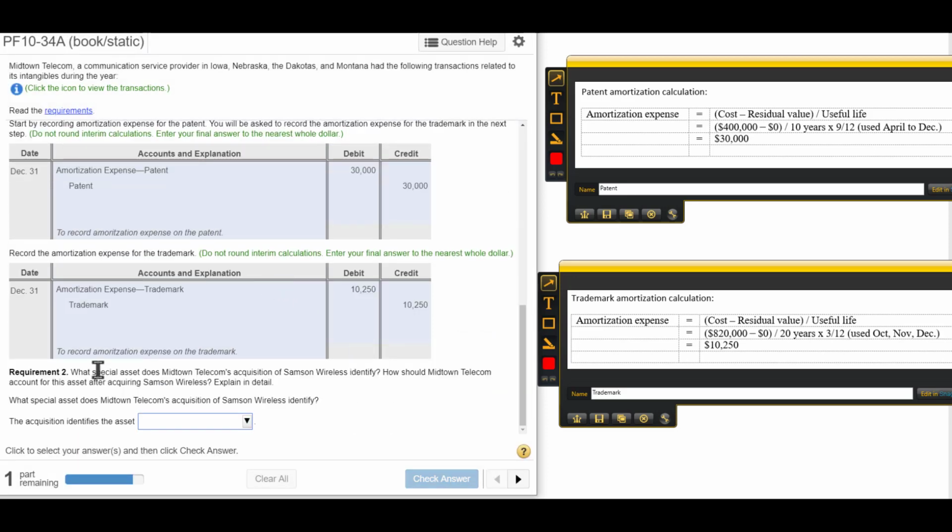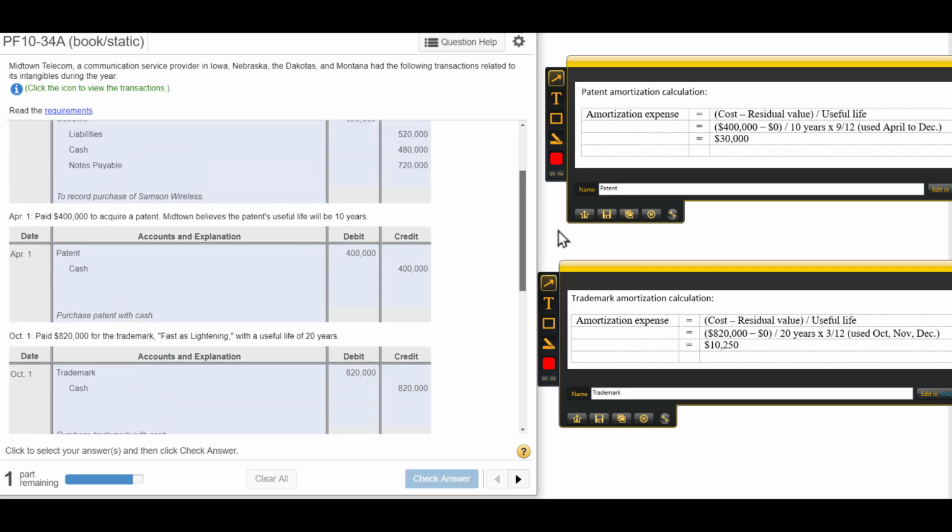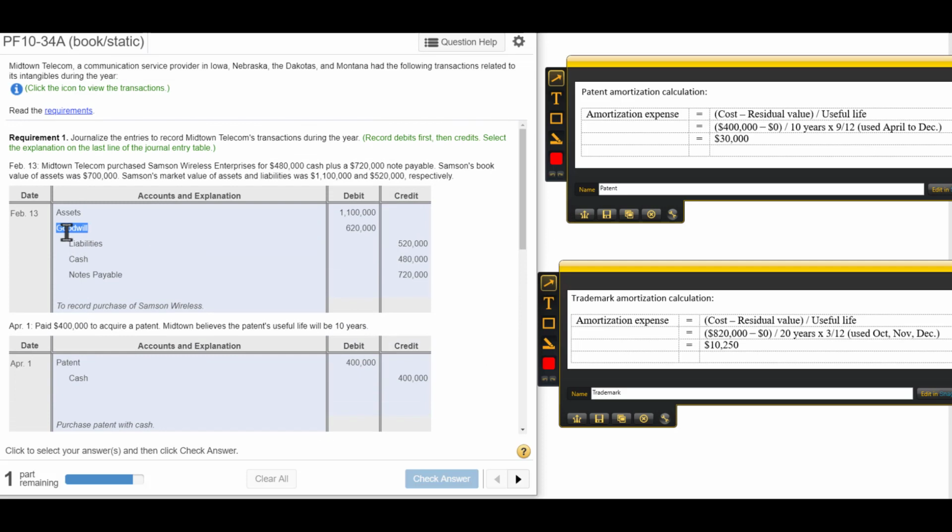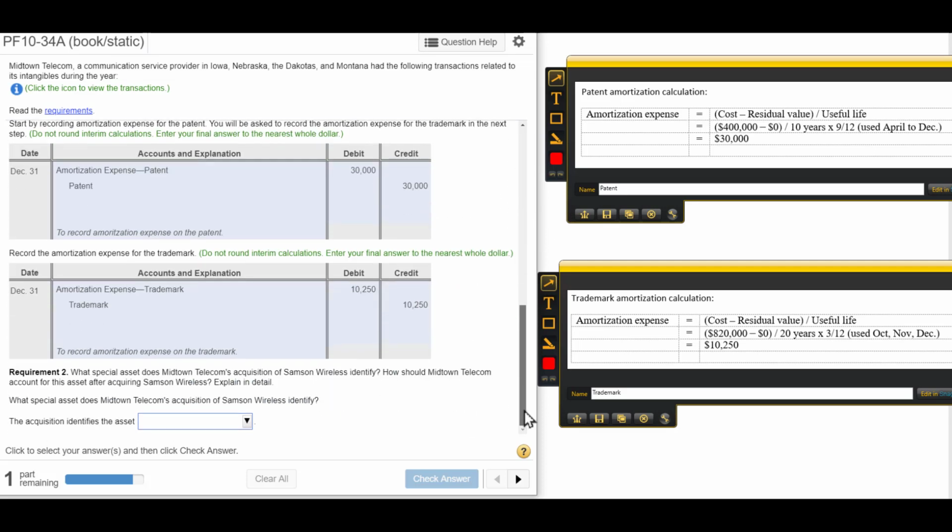What special asset does Midtown Telecom's acquisition of Samson Wireless identify? And how should Midtown Telecom account for this asset after acquiring Samson Wireless? They're basically asking you, what's this asset? It's goodwill. The acquisition identifies the asset called goodwill, which is basically saying you gave up more than the market value of the things you received.